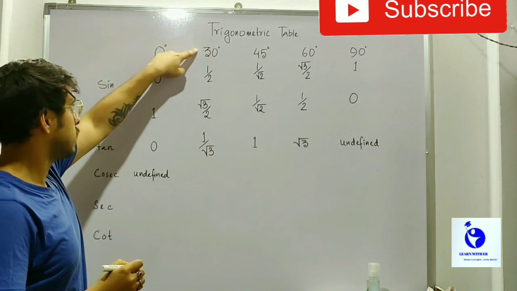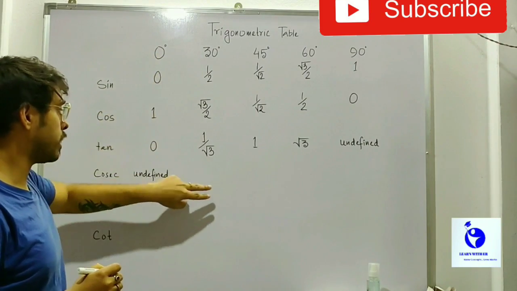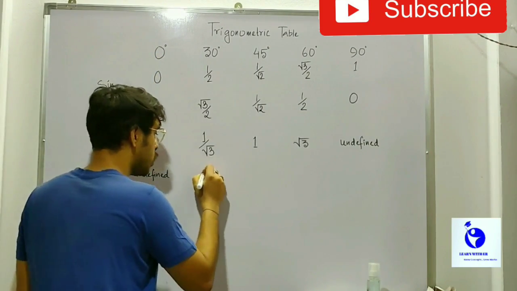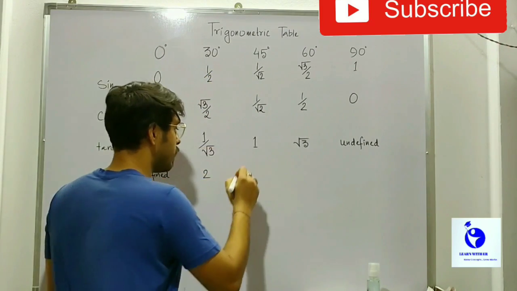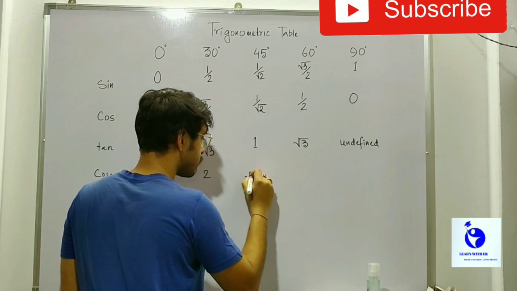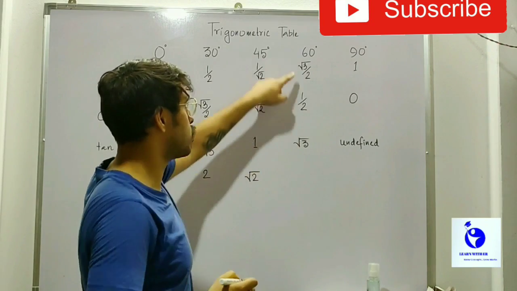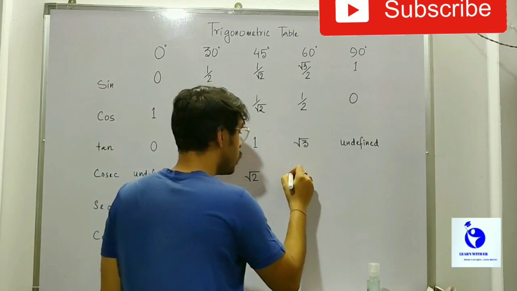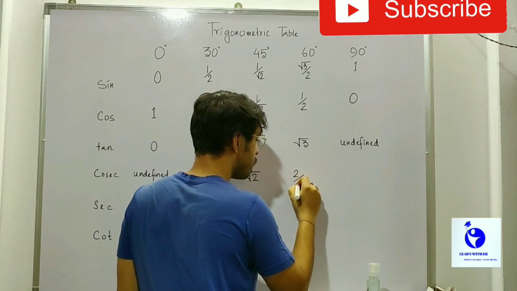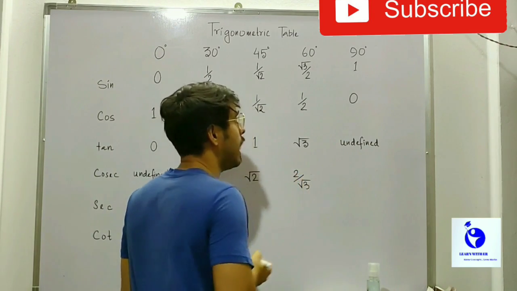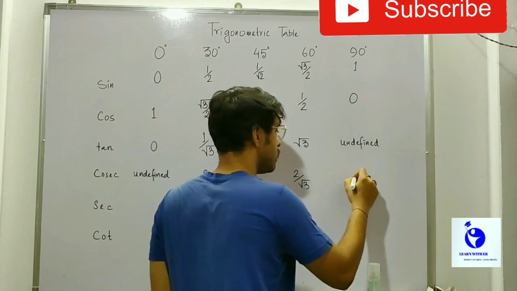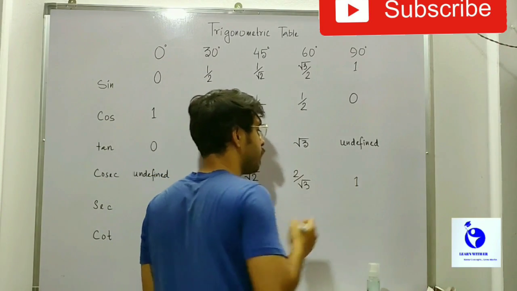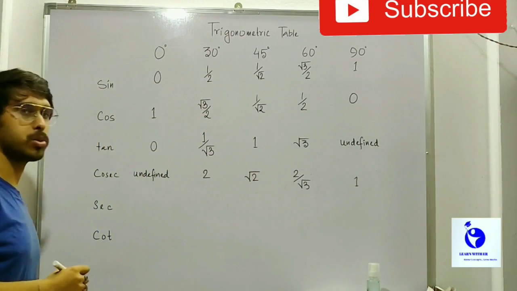Then we have 1 by 2, so it will be now reciprocal of that, which is 2. Then we have 1 by root 2, so this will be root 2. Then we have root 3 by 2, so this will be 2 by root 3. And we have 1, so that will also be 1 because the reciprocal of 1 is 1. So this is for cosec.